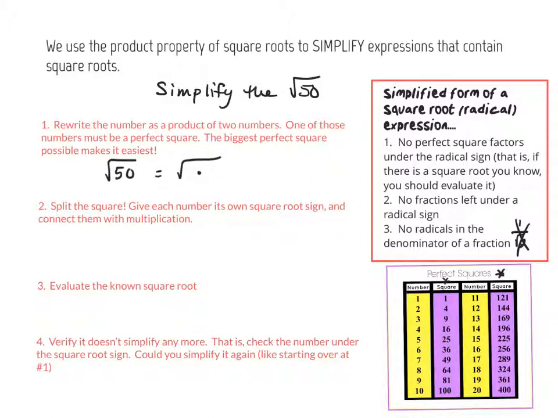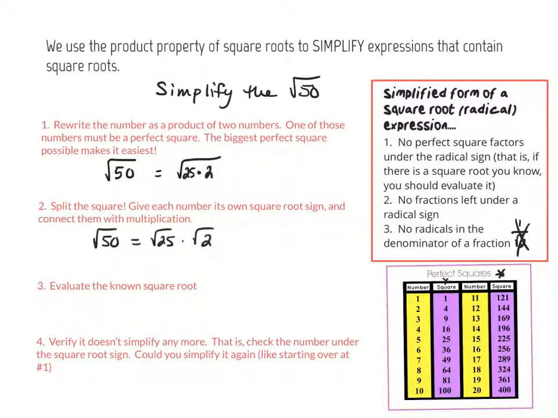One of those numbers I need to know the square root of. So I'm looking at my list of perfect squares, and I see that I could use the number 25, because I know the square root of 25 is just 5. So if I rewrote this as the square root of 25 times 2, I've changed the way the problem looks, but I haven't changed the value. So once I'm able to rewrite the number as a product, I can then split the square root into two square roots. So instead of just having the square root of 50, I could split it up into the square root of 25 and then the square root of 2.